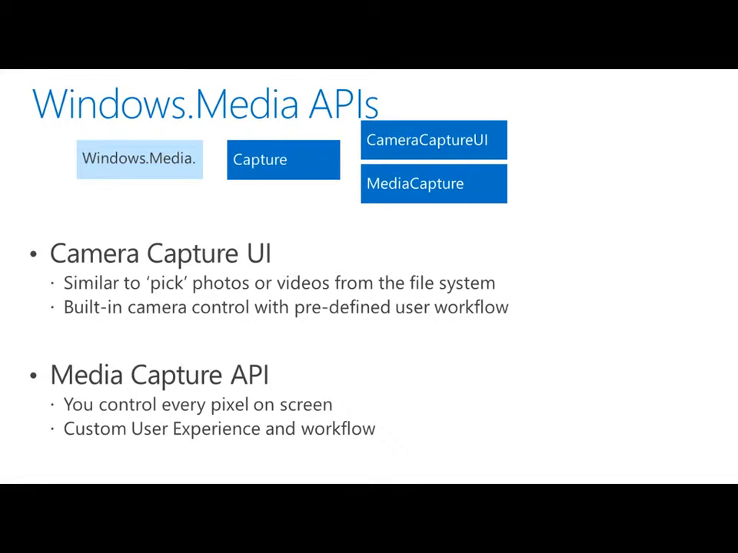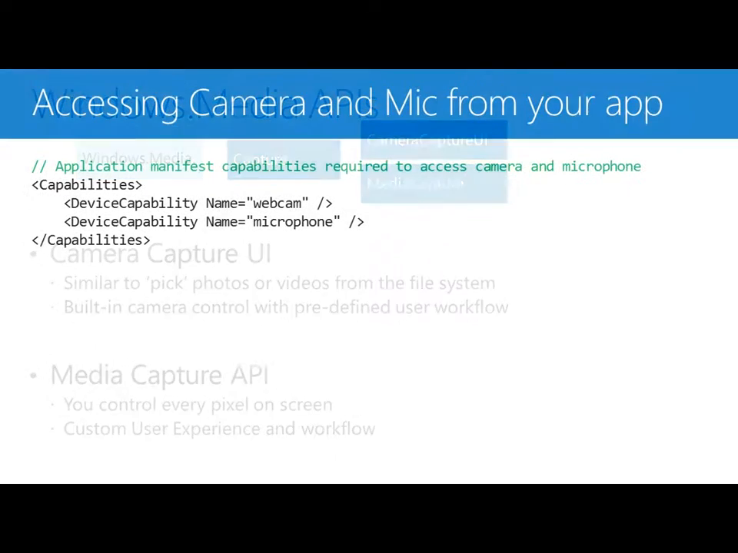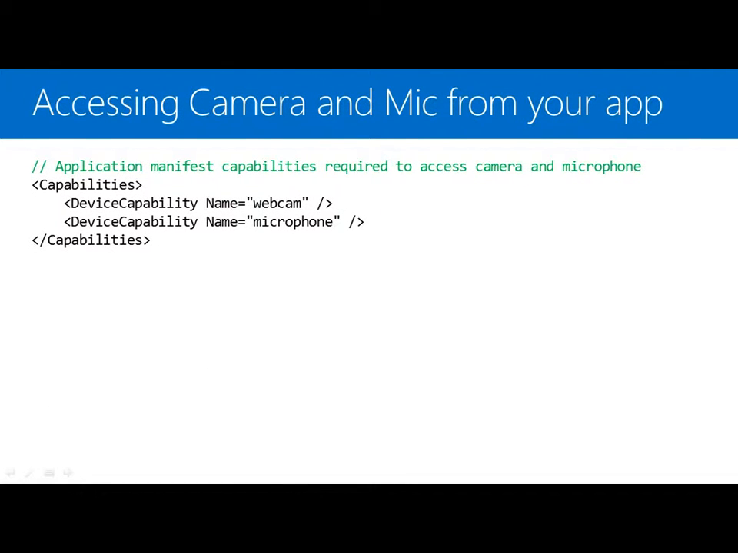If you'd prefer to create what the user is seeing and you have control over every pixel, you can also do that through the Media Capture API. Now, this is where we need to talk about capabilities, because if you've never done Metro style development before, one of the things that I think users are really going to love is that when you install a Windows Metro style app from the Windows Store, you know the capabilities of that app.